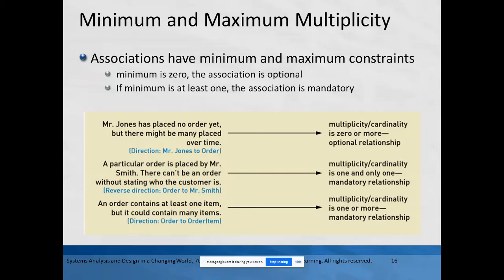Particular orders placed with Mr. Smith, there can't be an order without stating who the customer is. This is one and only one, a mandatory relationship. And then finally, we have an order contains at least 1 item, but could contain many items. And this is the many side to it.